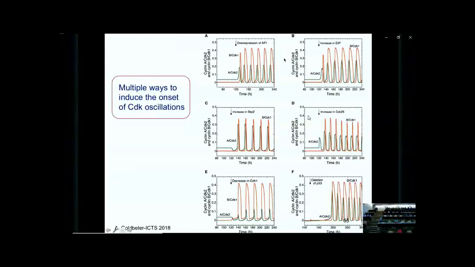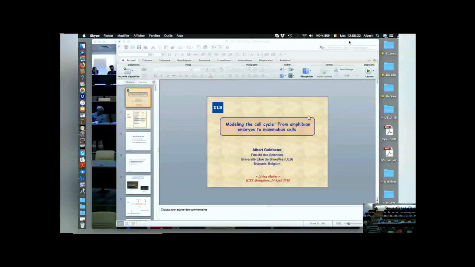You can overexpress AP1, you can increase SKP2. The arrow is the time at which you start to increase SKP2 here, and you induce transition from a stable steady state to oscillations. You can decrease CDH1, you can delete P53, you can increase CDC25, and here in the top you can change E2F.